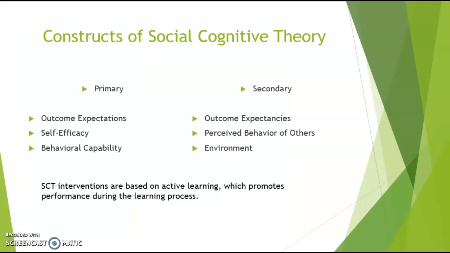Here we have the 6 components of the social cognitive theory. First off, we have outcome expectations, which are one's perceived consequences of a behavior and can be either positive or negative. And then outcome expectancies, which are the perceived benefits. The social cognitive theory is centered around self-efficacy, which is a person's confidence in performing the desired behavior. Behavioral capability, which is an individual's actual ability to perform the behavior, and is also influenced by the perception of behaviors of people around that individual.